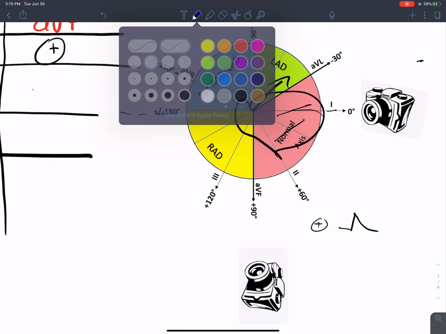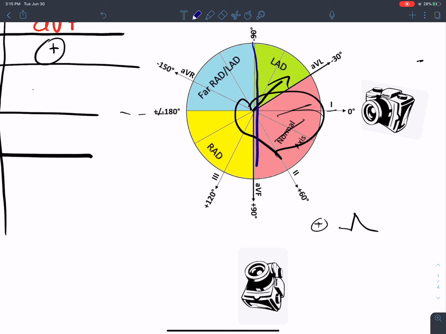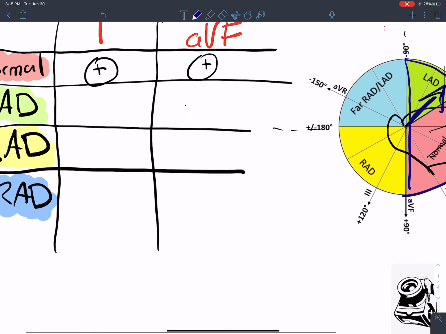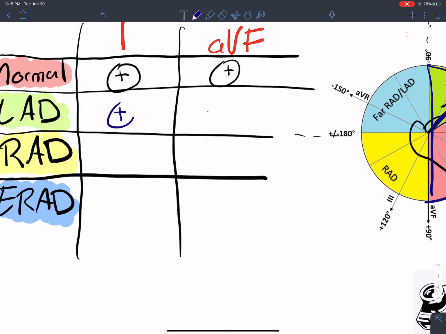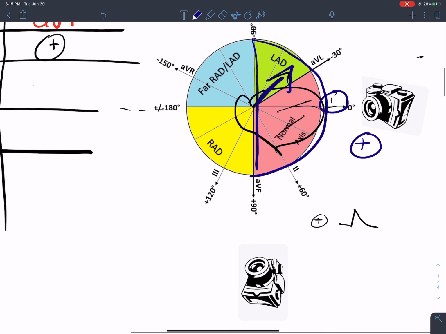So again, let's think about what's going on with our 2 halves of this circle. Let's start with lead 1. Is this deflection right here traveling toward lead 1 or away from lead 1? Yeah, it's traveling toward lead 1. Bam, so it's a positive deflection in lead 1 for a left axis deviation. I'll just jot that down right there. Now let's look at the other one.